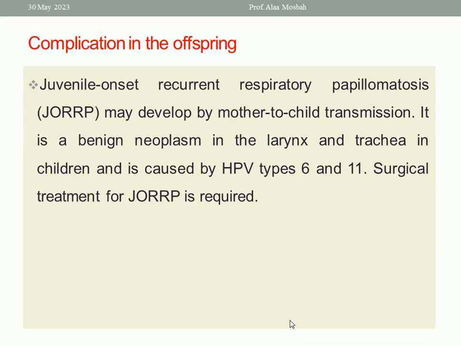What is the complication in the offspring? What is very important is the juvenile onset recurrent respiratory papillomatosis, with this abbreviation, JORRP. Juvenile onset recurrent respiratory papillomatosis may develop by mother to child transmission through the vertical transmission.